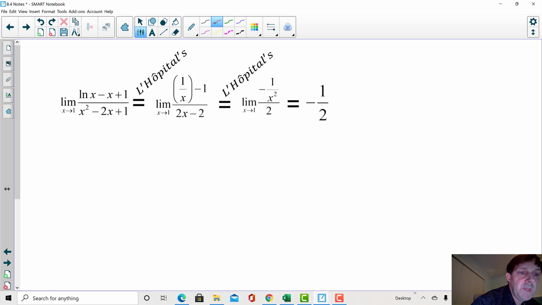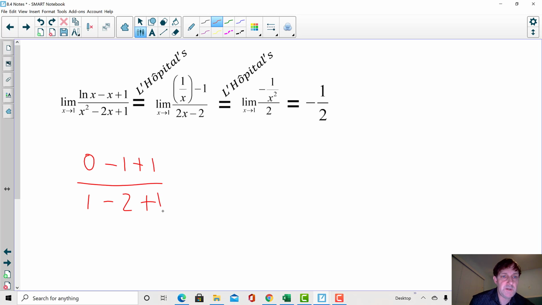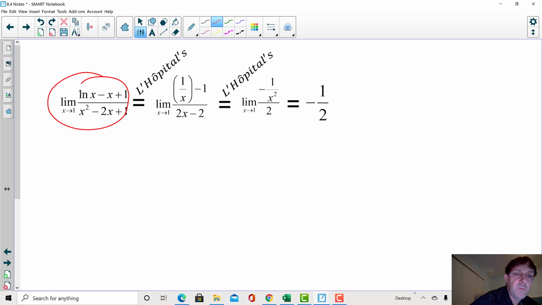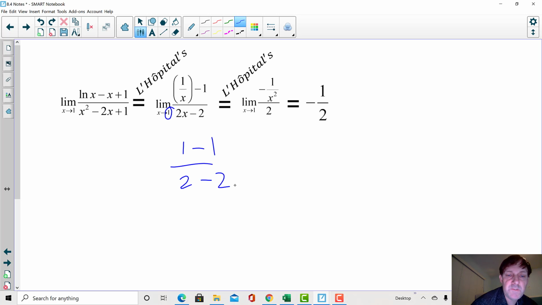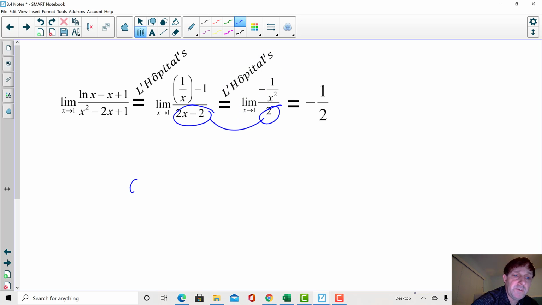Okay, last one. If you plug in a 1, you're going to get 0 over 0. So we can do L'Hopital's rule. This limit will equal this limit. Notice we're doing the derivative of the bottom separate, and we're doing the derivative of the top separately as well. Now when you plug in a 1, you're going to get 0 over 0. So we can use L'Hopital's rule one more time. The derivative of the bottom is pretty easy. You're just going to get a 2. In order to do the derivative of the top, you're going to need to rewrite it.